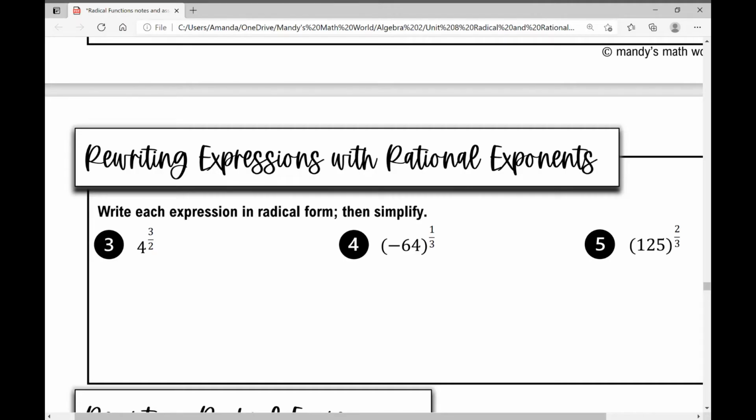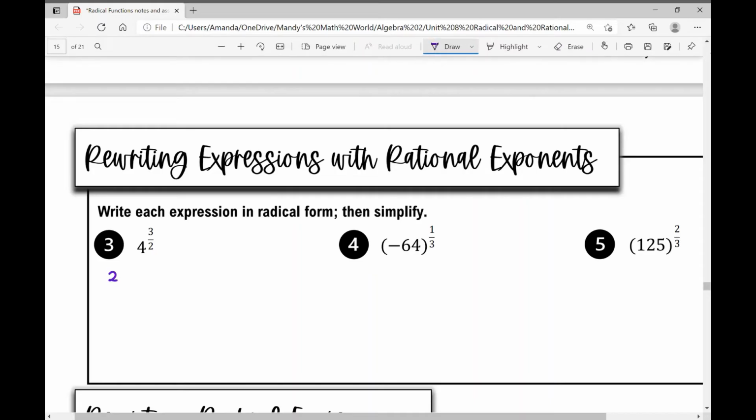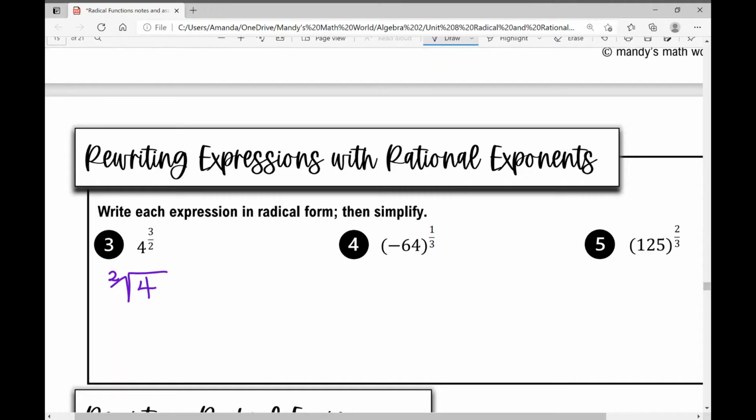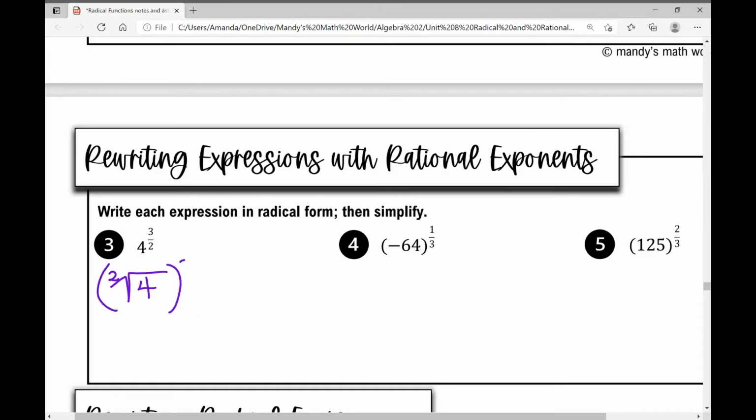So 4 to the power of 3 over 2. If I were to rewrite that, I'm looking for the second root of 4. That's just the square root of 4, which I know is a perfect square. And then we're going to cube that. And I'm writing it that way, where I take the square root of 4 first, and then I raise it to the power of 3, because I know that 4 is a perfect square. What is the square root of 4? It's 2. So I'm actually going to take 2 and I'm going to cube it. And what is that? It's 8.